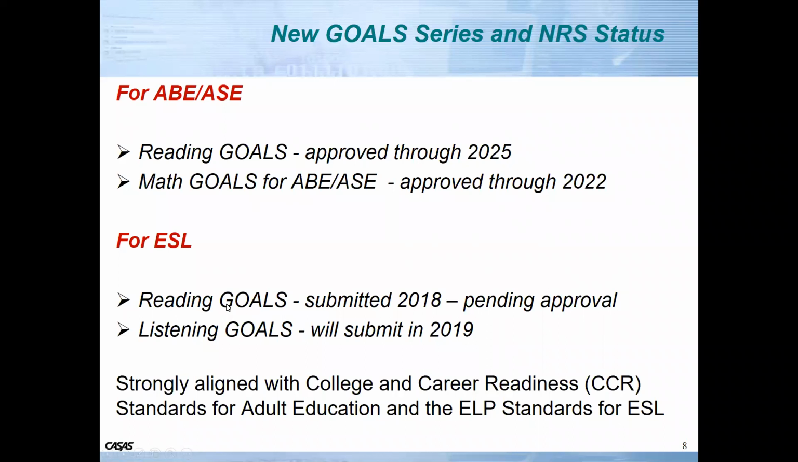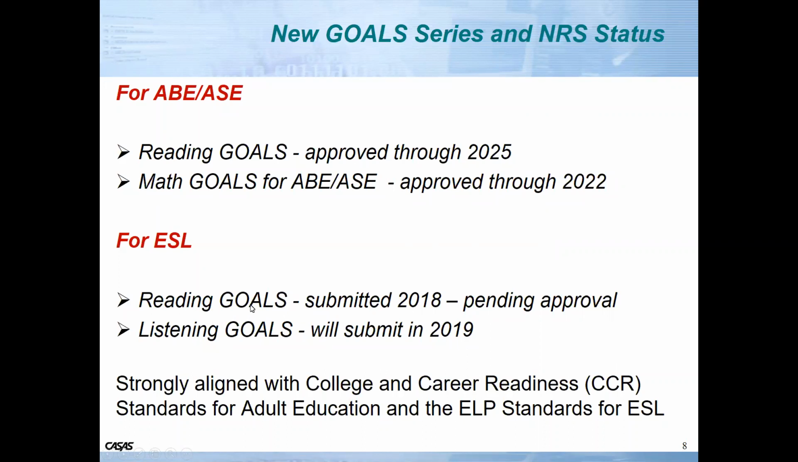We don't expect to hear until late spring, early summer at the earliest, and sometimes there's a bit of back and forth with the test reviewers, so we really can't say exactly when we expect that to happen, but we will let you know as soon as we hear. I should say that we submitted the exact same test, reading goals assessment, that we already got approved for ABE and ASE. So that same test, but with different studies supporting it with ESL students, was submitted, and that's what we were waiting to hear on.